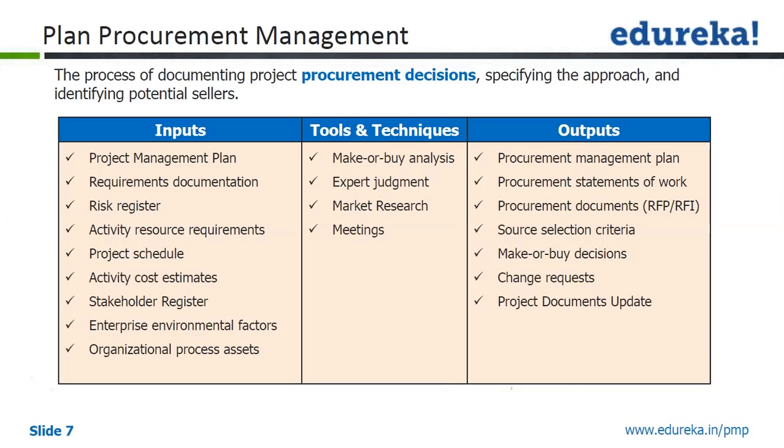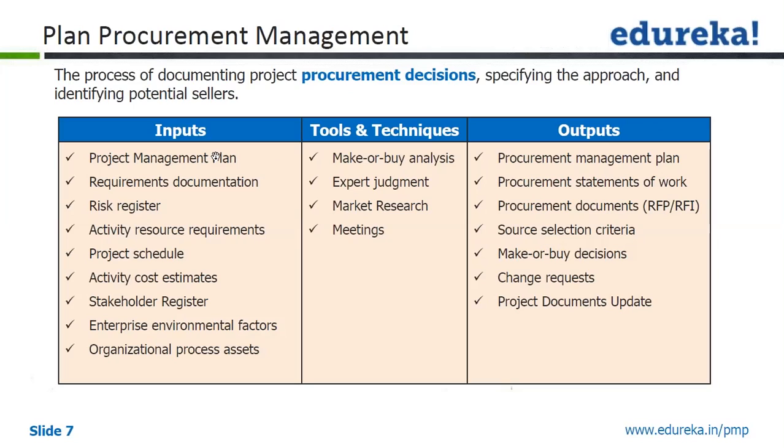Moving to the next slide, plan procurement management. This is the process of documenting project procurement decisions, specifying the approach and identifying the potential sellers. So it is all about how the rest of the processes, that is conduct, control and close procurements, will be performed, and what their tools and techniques will be. That will be documented in the procurement management plan, which is an output of this process.